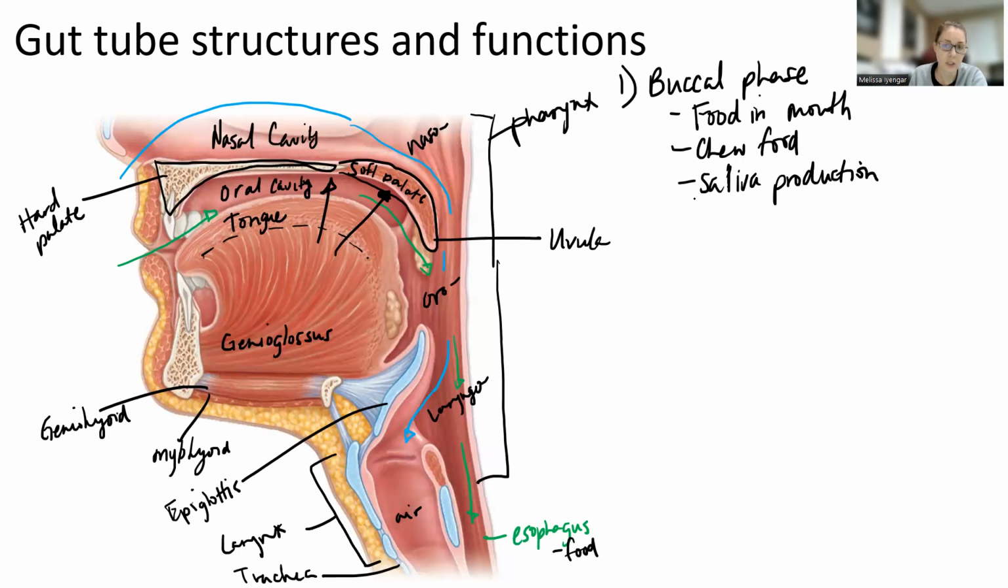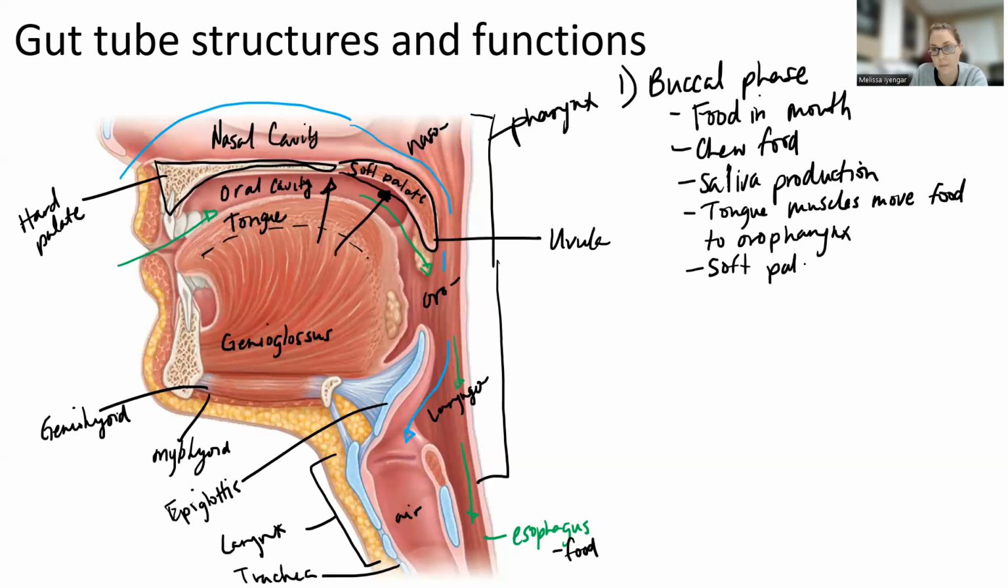So we're going to have saliva production. We're going to have food manipulation. Basically, you're going to have tongue muscles move food to the oropharynx. All of that has to be done by those tongue muscles that I covered, and what they're innervated by. So those tongue muscles push up, the soft palate closes, which is innervated by cranial nerve number 10, moves, and food ends up going into the oropharynx. That's our buccal phase, okay?